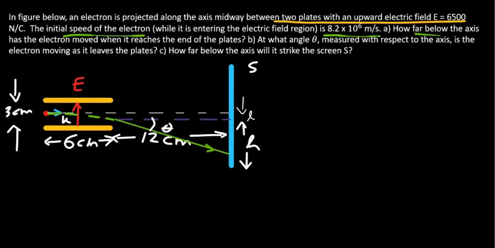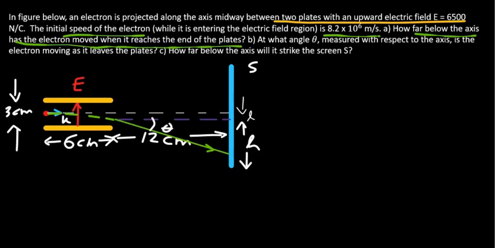Part A. How far below the axis has the electron traveled when it reaches the end of the plates? As you can see, the electron will get deflected the moment it enters the field region, and it gets deflected like that, and then it goes in a straight line, because beyond that region there is no electric field, so it would go in a straight line without any deflection. Part A asks us to calculate how far below the axis the electron has moved when it reaches the end of the plates, so that means the distance L.